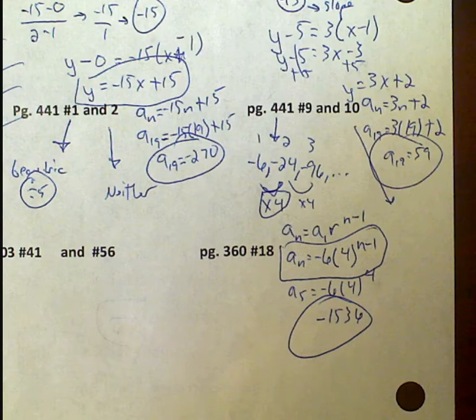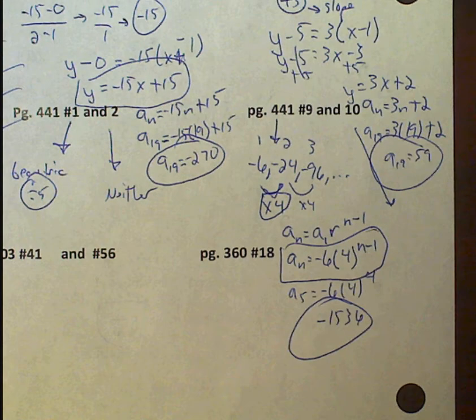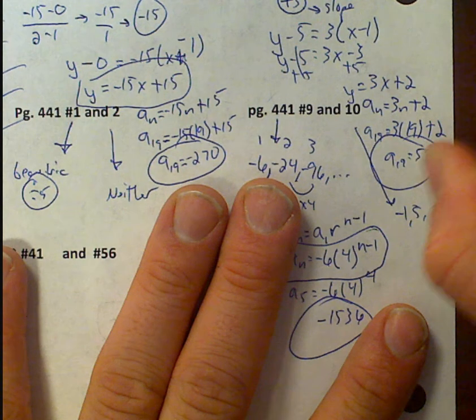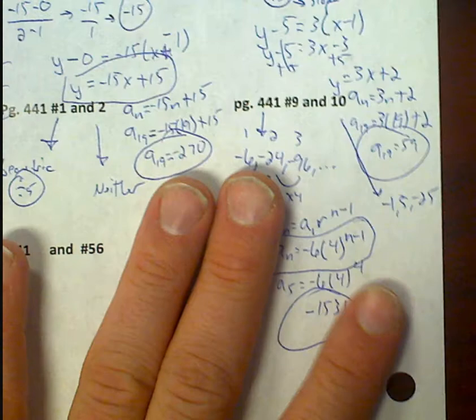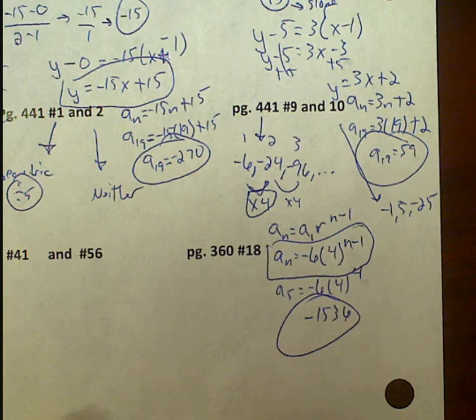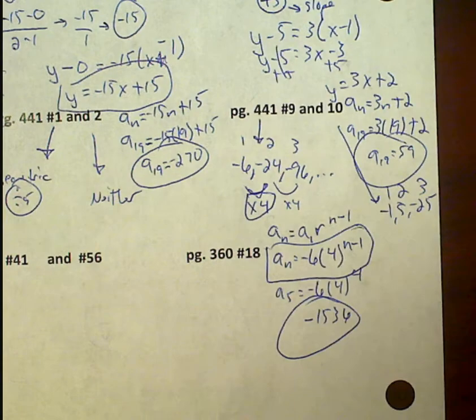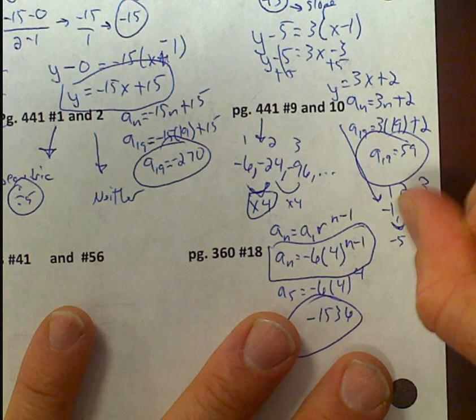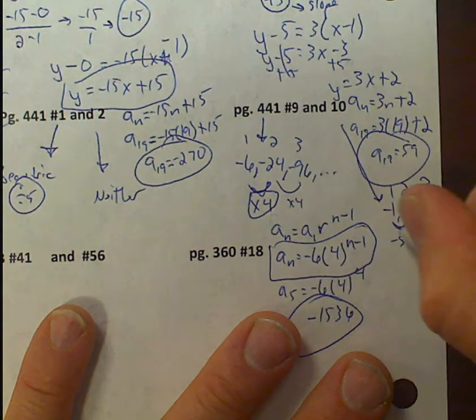Number 10. I need to find the 7th term of -1, 5, -25. So I'm going to put 1, 2, 3 on top. What am I multiplying by? -5. So that would be my r.